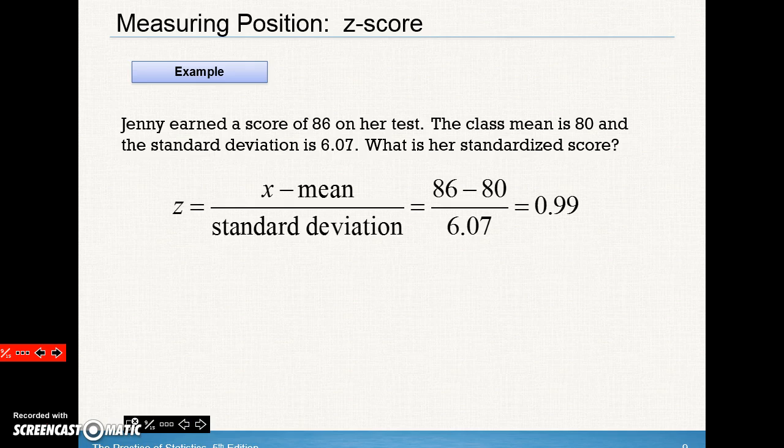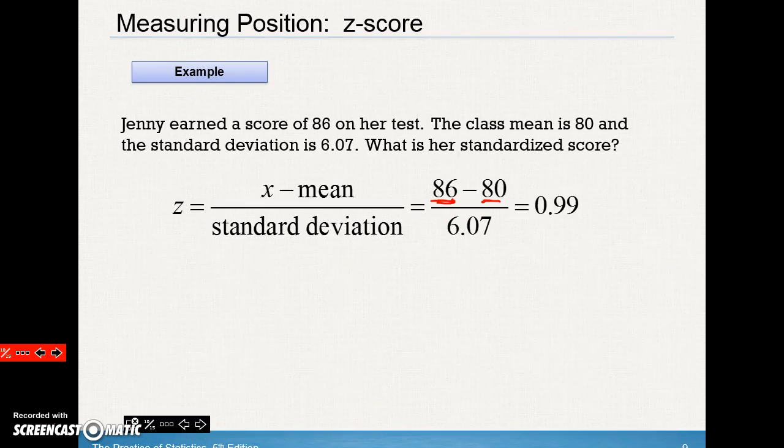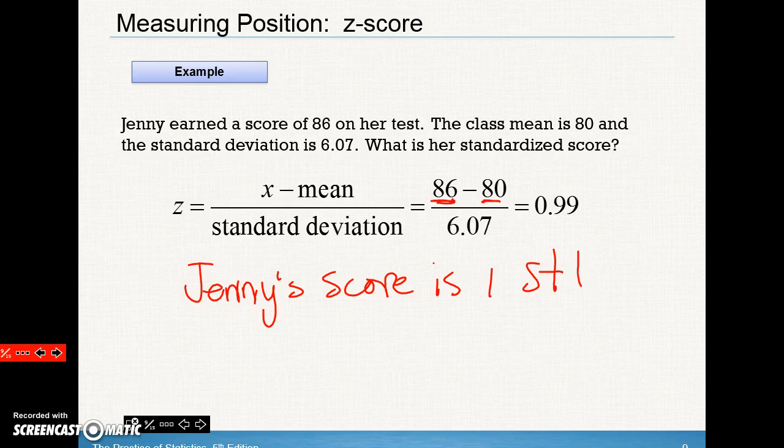All right, so here's our formula. We take x minus the mean, so 86 minus 80, divided by 6.07. 86 minus 80 is 6, so we're just about at 1. What does that mean? That means that Jenny's score is 1 standard deviation above the mean.